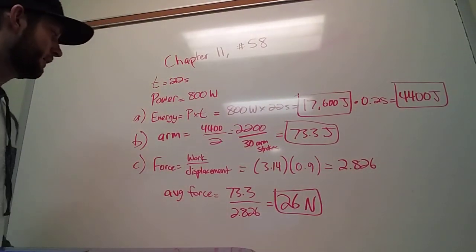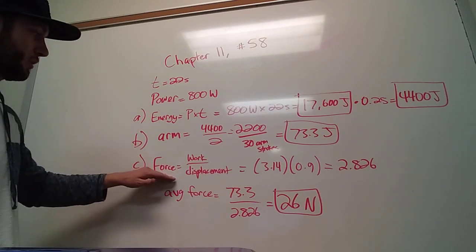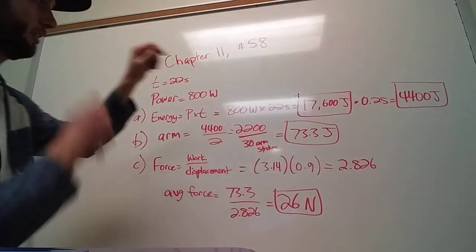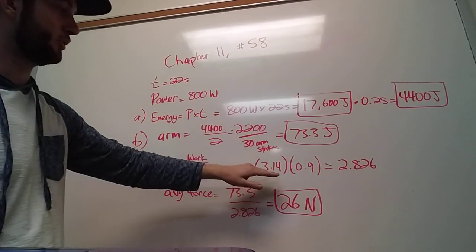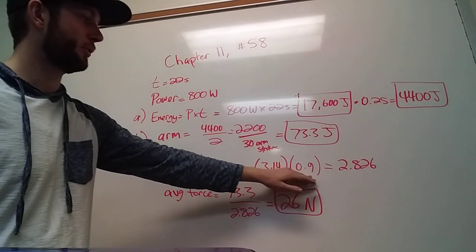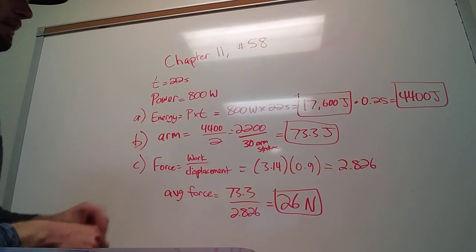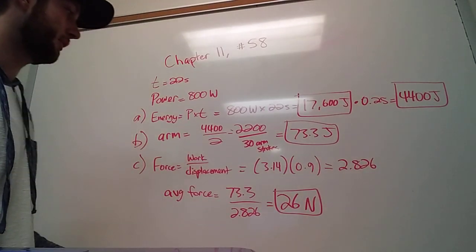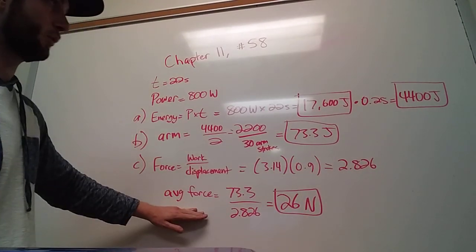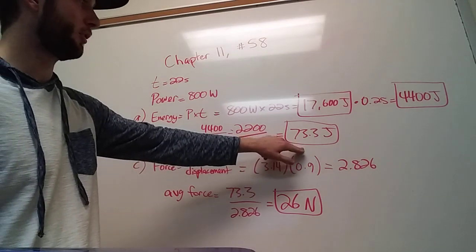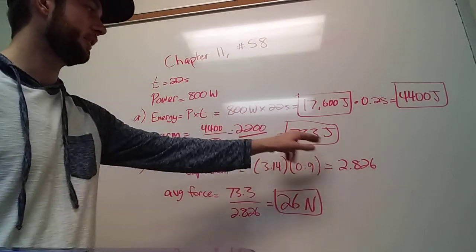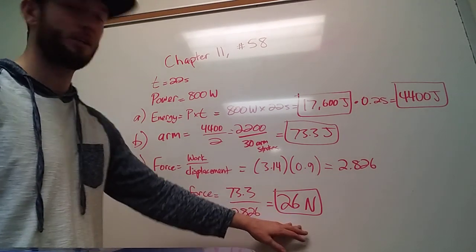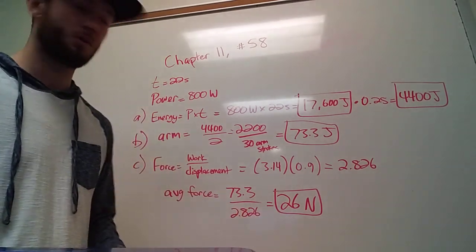To solve this, we're going to use the equation force equals work divided by displacement. To plug in numbers that we've already ascertained, we'll use 3.14 for pi and 0.9, because we have 90 centimeters, so we divide that by 100, and we're left with 2.826. Now, the average force: because our energy per arm stroke is 73.3, we need to divide this by our 2.826, and we're left with 26 newtons for our average force.